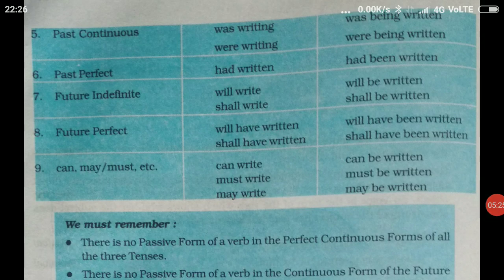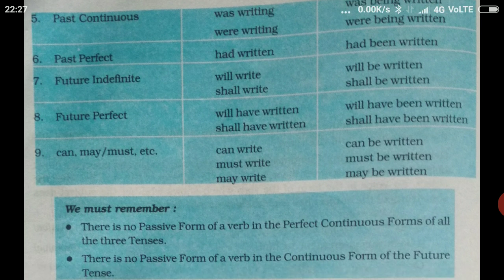Now see on page number 56, past continuous. Was writing, you will write was being written. Were writing, were being written, right? In past perfect, had written, you will change had been written, right? Future indefinite, will write, you will write will be written. Shall write, shall be written, right? And future perfect, will have written, you will change will have been written. Shall have written, shall have been written, right?